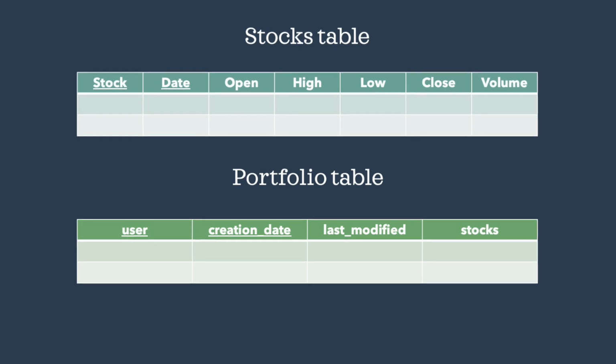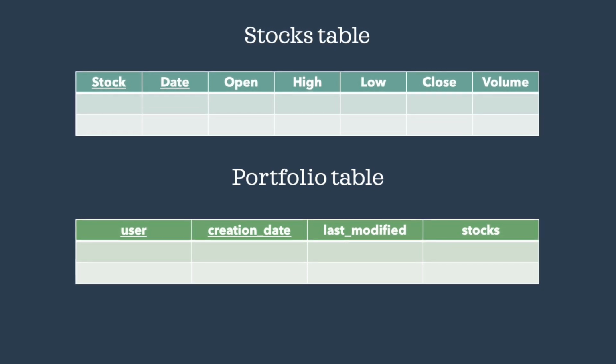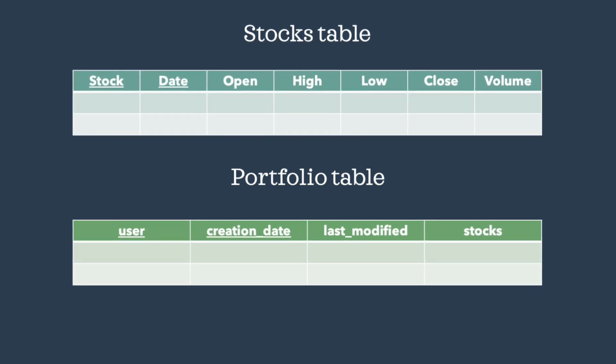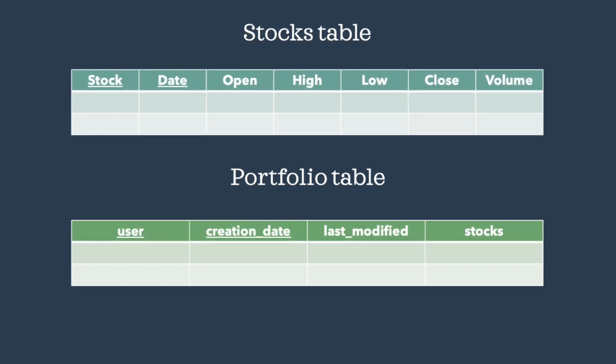For each stock data point, we insert a new row into the stock table. The primary key, date, and stock ensure the uniqueness of each data point.